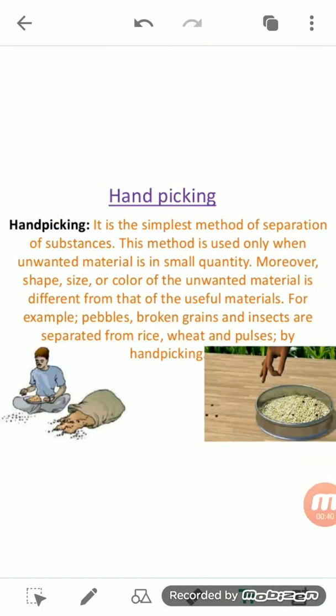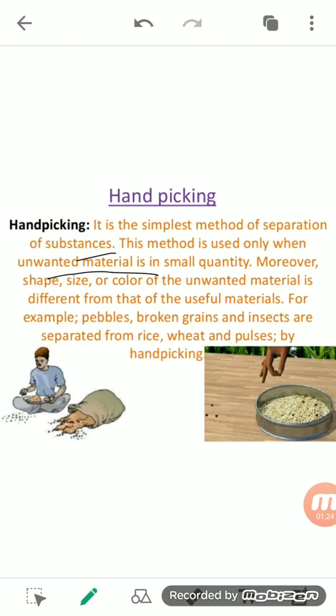It is a very common method to separate a bigger or larger component from the smaller one. It is the simplest method of separation of substances. Basically, this method is used only when the unwanted material is in small quantity, like in the case of rice or pulses or wheat that we buy from the market. They contain a lot of impurities, unwanted or harmful particles present in the cereals. They may be present in the form of small stones or in the form of unwanted grains.